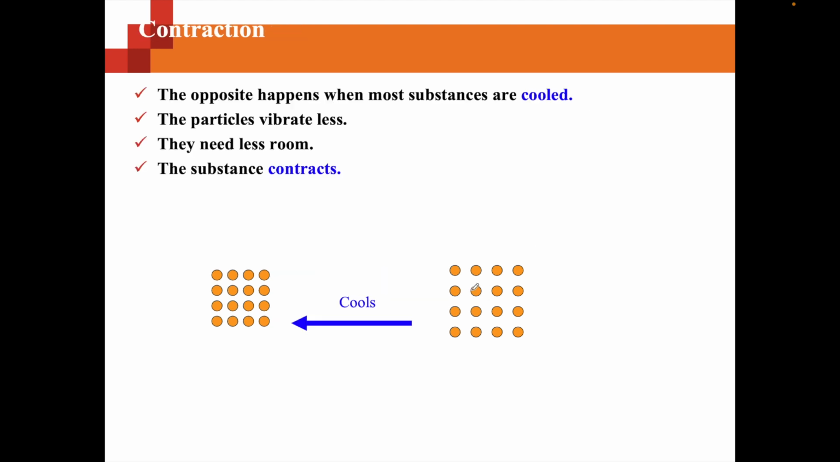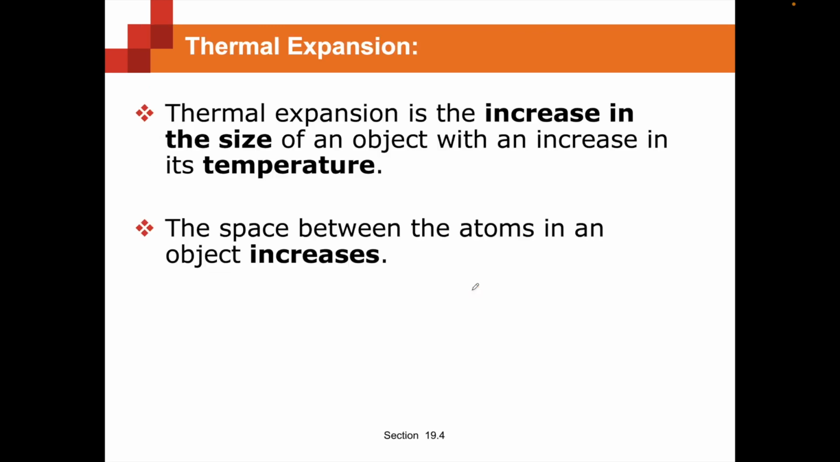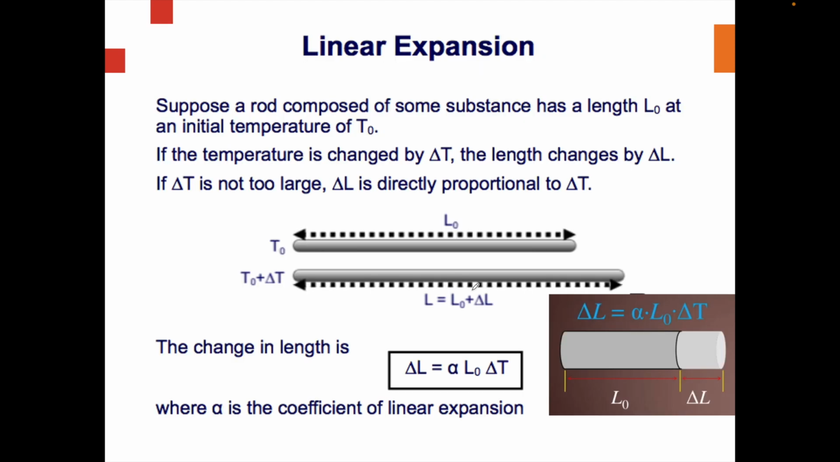The opposite happens when it's cooled. When you make something cold, the particles vibrate less. They need less space. That means it will contract. It will get smaller. So thermal expansion is the increase in size when you increase the temperature. The space between the atoms increases.